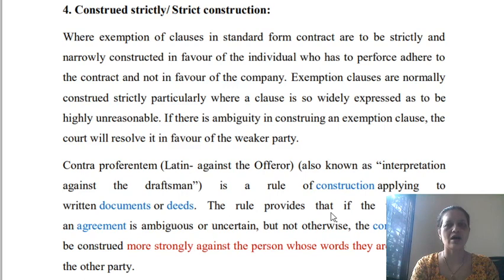Exemption clauses are normally construed strictly or interpreted strictly, particularly where a clause is so widely expressed as to be highly unreasonable. If there is ambiguity in construing an exemption clause, in interpreting an exemption clause, the court will resolve it in favor of the weaker party, and here the weaker party is the customer or consumer.